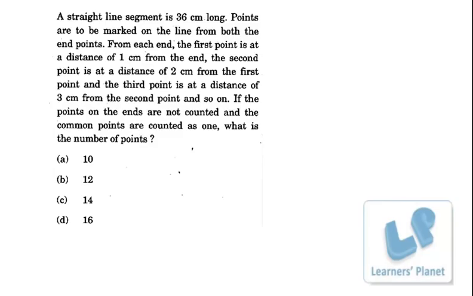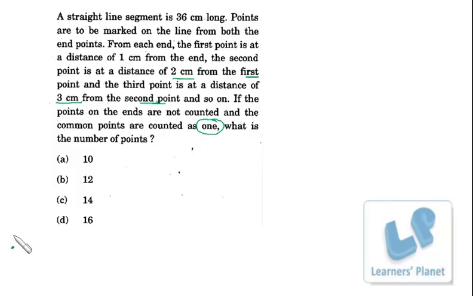A straight line segment is 36 centimeter long. Points are to be marked on the line from both the endpoints. From each end, the first point is at a distance of 1 centimeter from the end. The second point is at a distance 2 centimeter from the first point, not from the beginning but from the first point, and the third point is at a distance of 3 centimeter from the second point, and so on. If the points on the ends are not counted and the common points are counted as 1, what is the number of points? So that's a pretty interesting question.